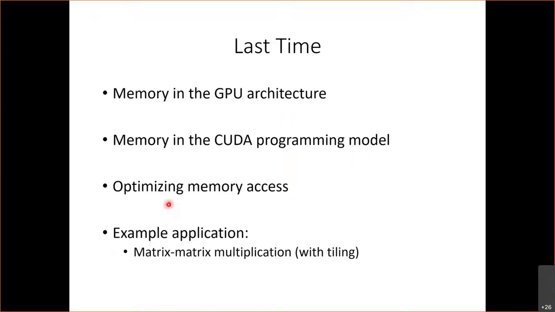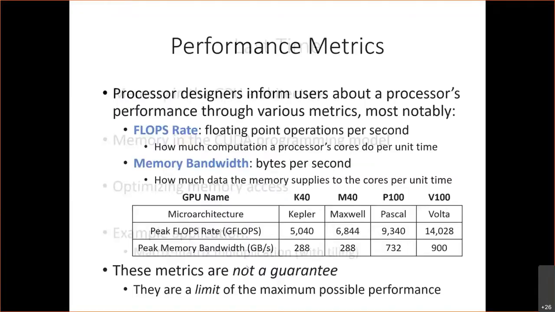Last time we looked at memory in the GPU architecture and the CUDA programming model, and we saw how we can optimize memory accesses using shared memory tiling, and we applied this to an example application. In particular, it was matrix-matrix multiplication. We said that processor designers tell us about the performance of their processors using various metrics like the peak flops rate and the peak memory bandwidth: how many floating point operations per second a processor can do, and how many bytes per second the memory of that processor can supply.